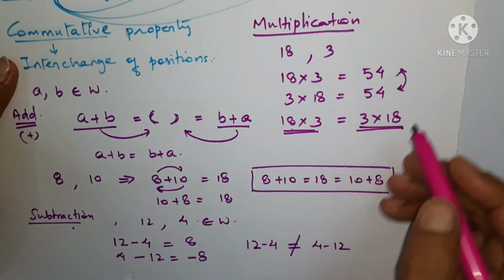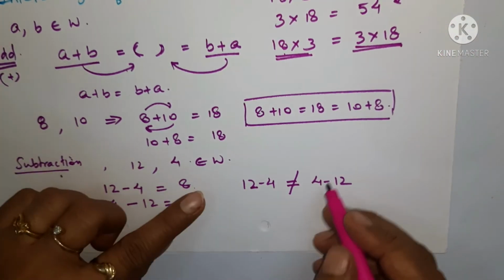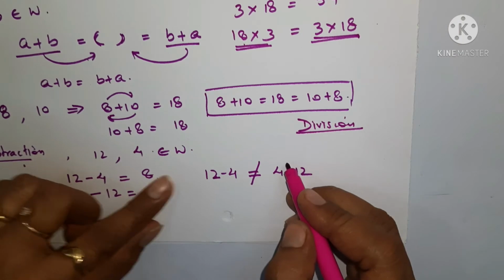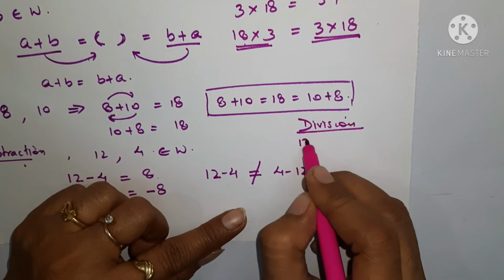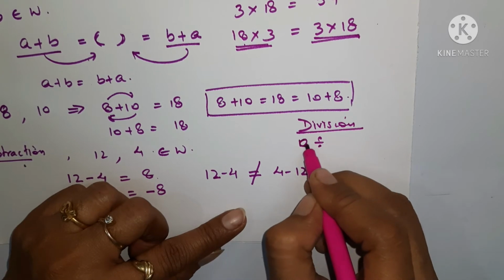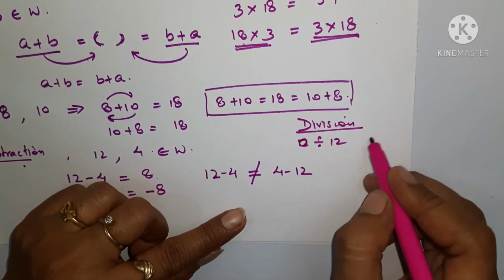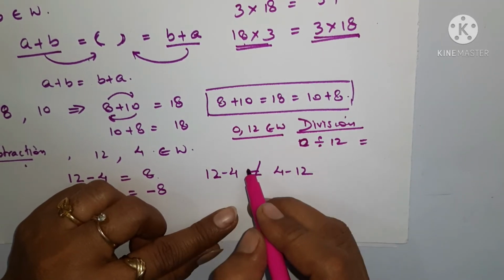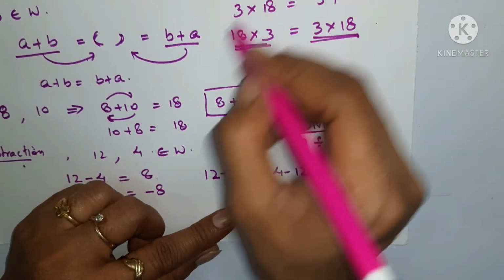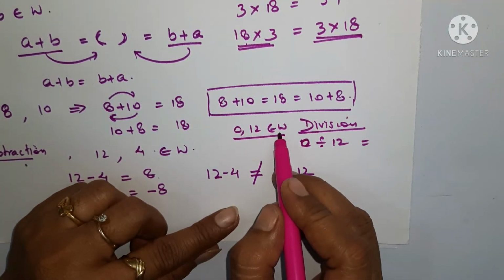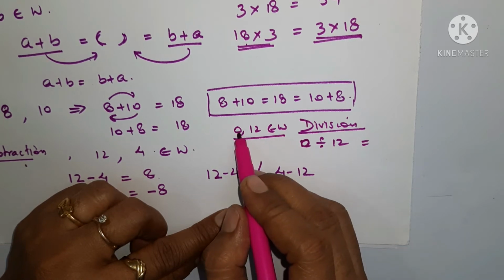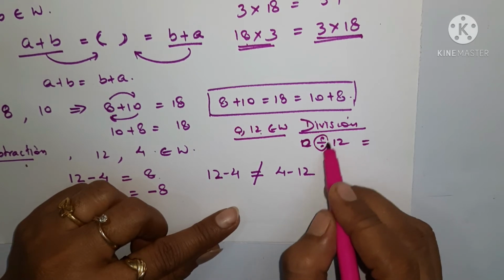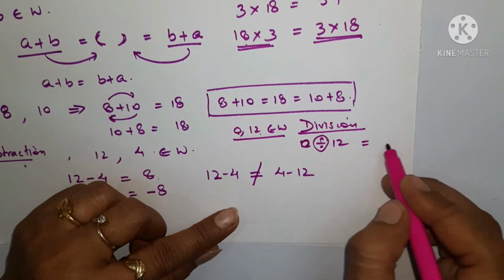Understood? Similarly, if we go for division, what is happening in case of division? If we consider division, is the commutative property possible or not? Say you have taken two numbers, 0 and 12, from the whole numbers family. 0 is a whole number, 12 is a whole number. Now which operation are we going to apply here? Division. Let us see. 0 divided by 12 is 0.